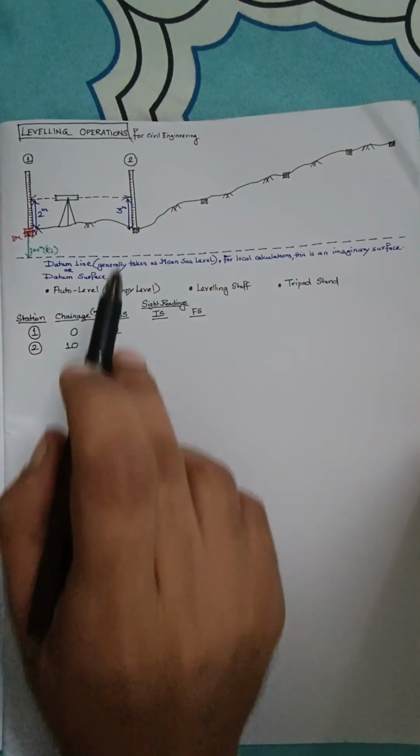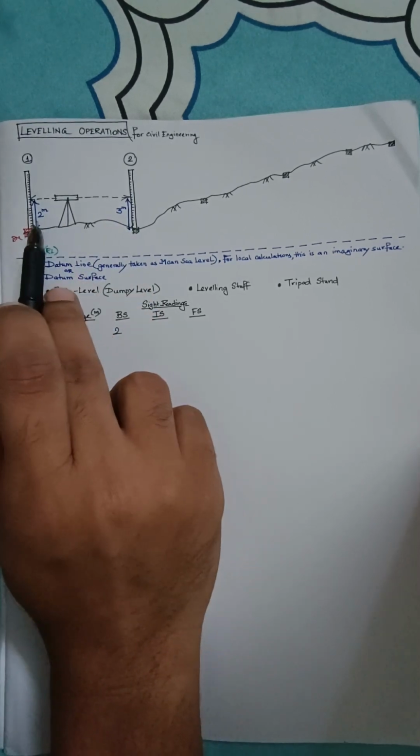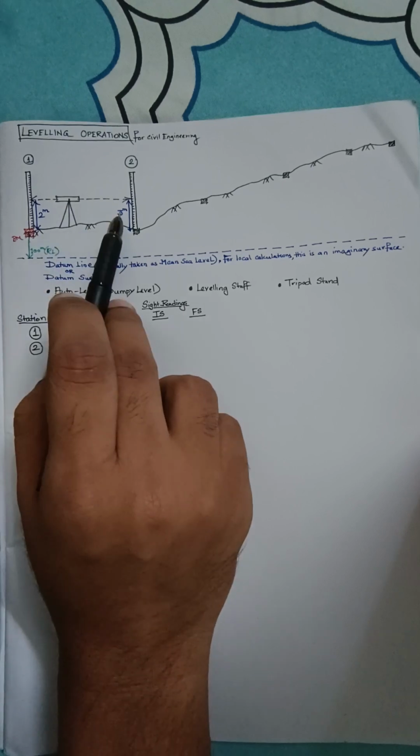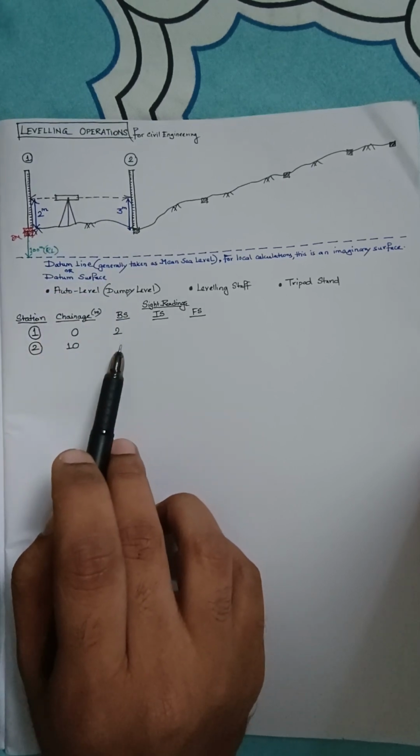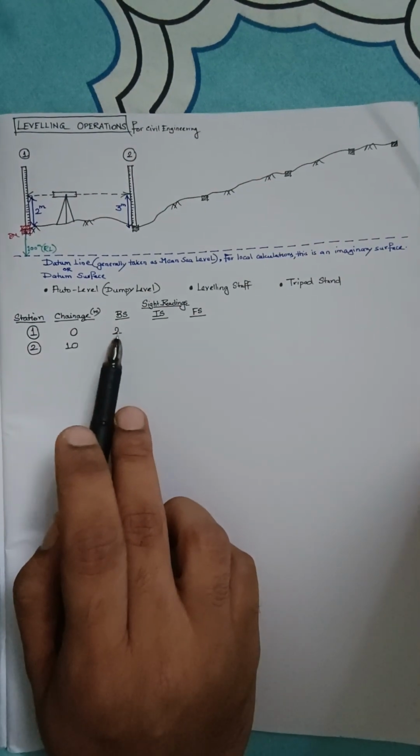Now, this thing is 3 meters, right? Now, where shall I write this? 2 meters we have already written somewhere over here. 3 meters, where shall I write? Should I write it over here or over here or over here? That is the question. Now, it says that the first reading is always backsight.